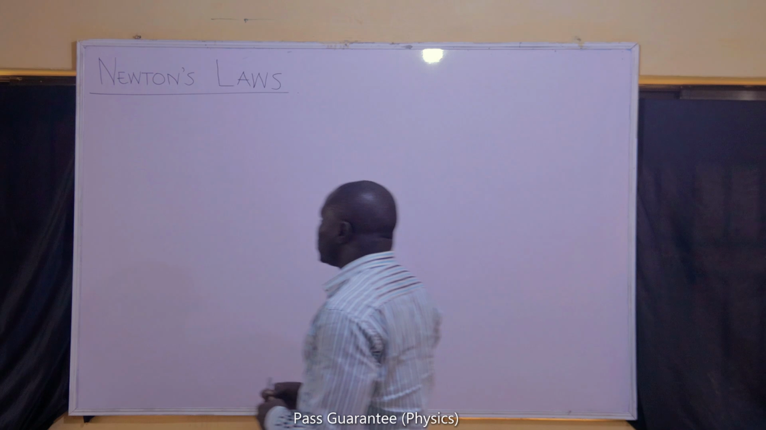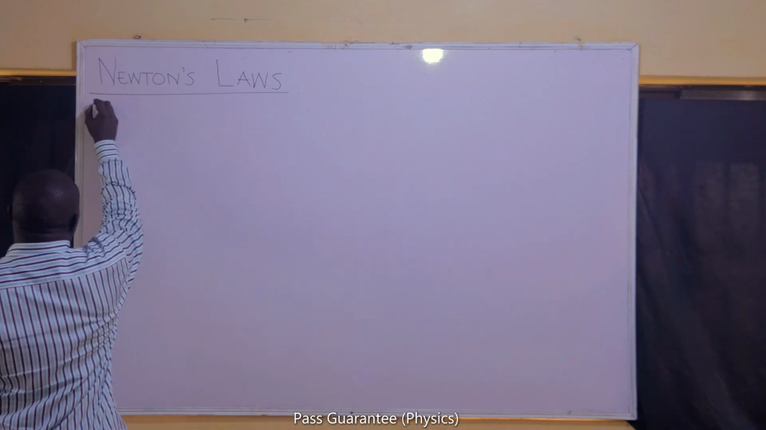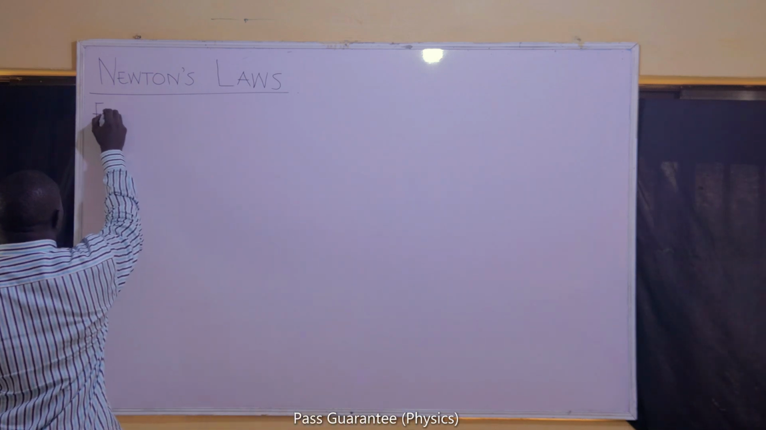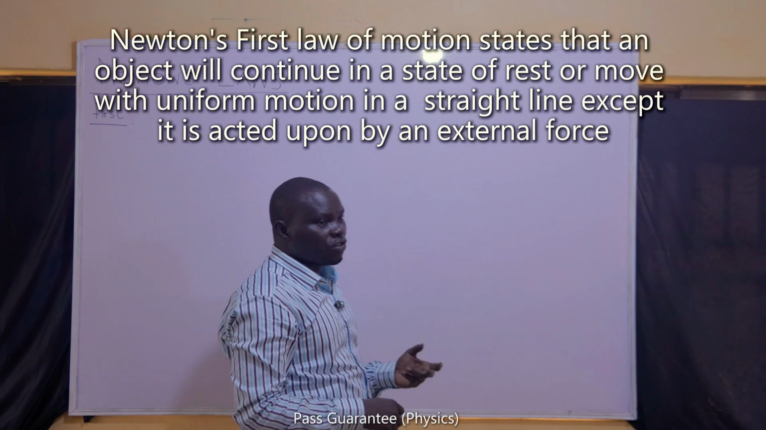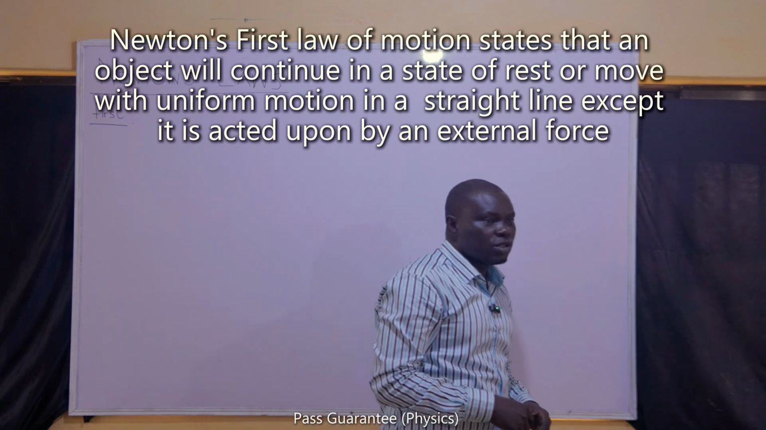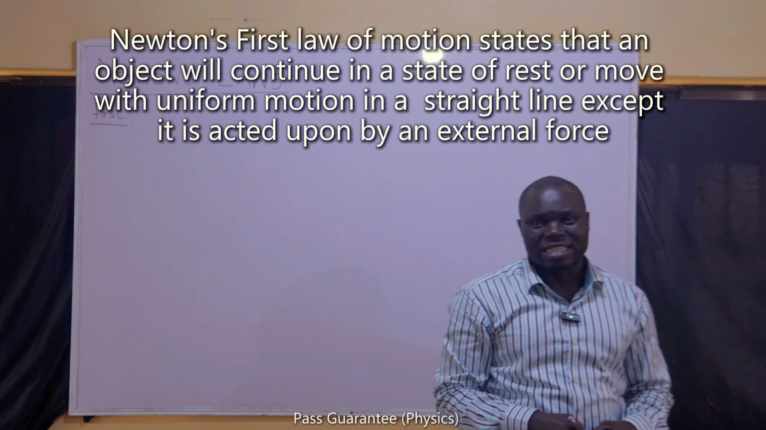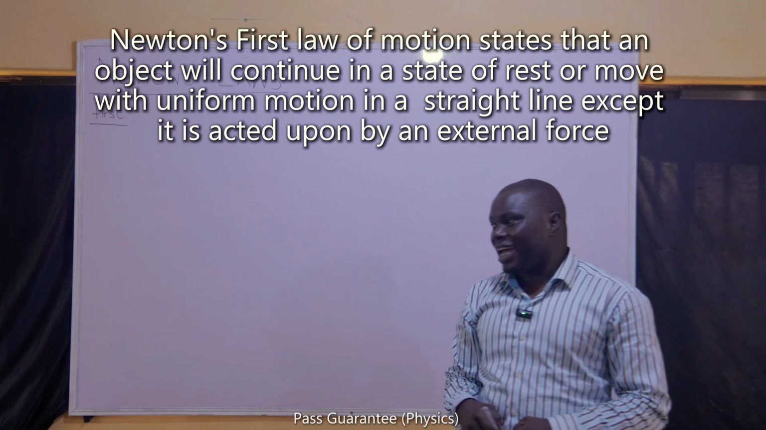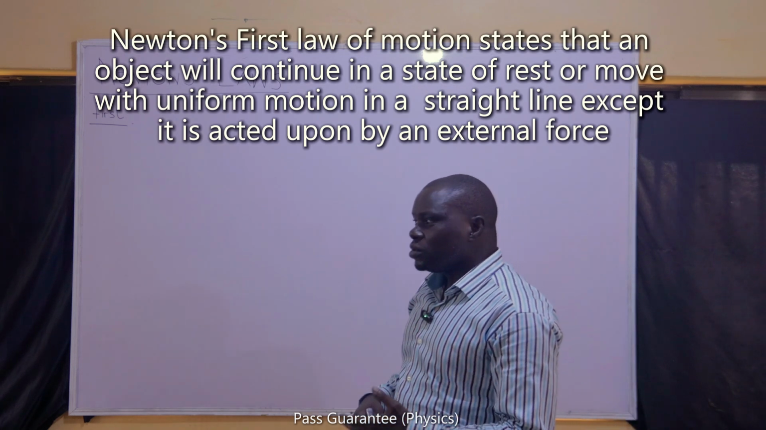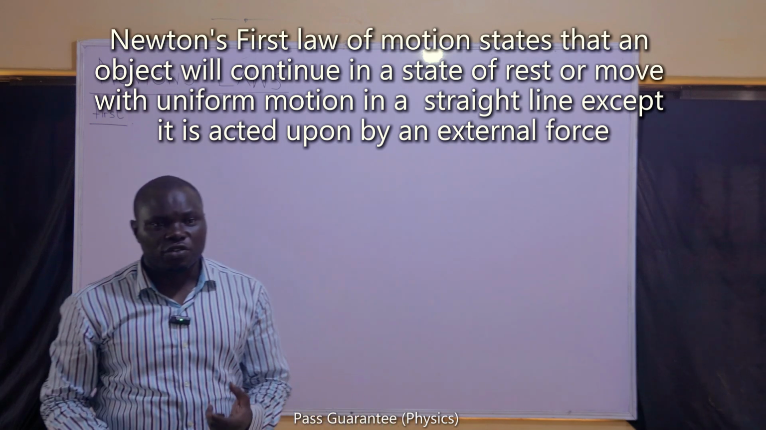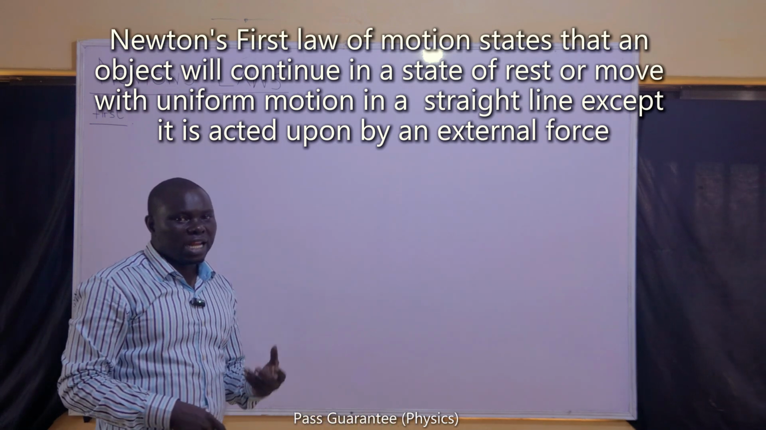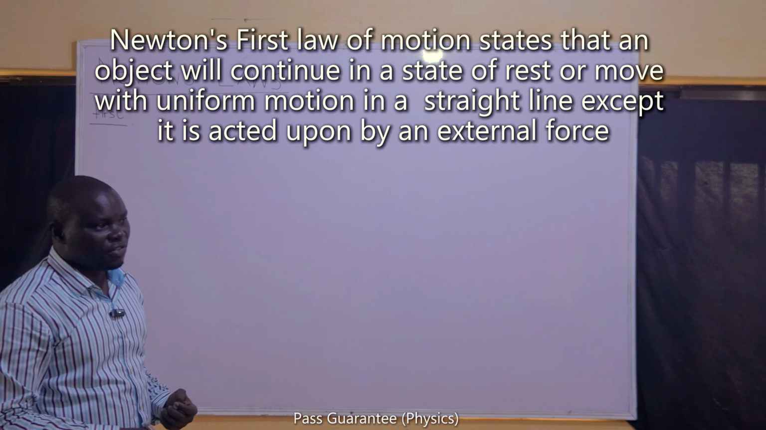First, we are going to go straight into it. The first law of motion, Newton's first law of motion. Newton's first law of motion states that an object will continue in a state of rest or move with uniform motion in a straight line unless acted upon by an external force.